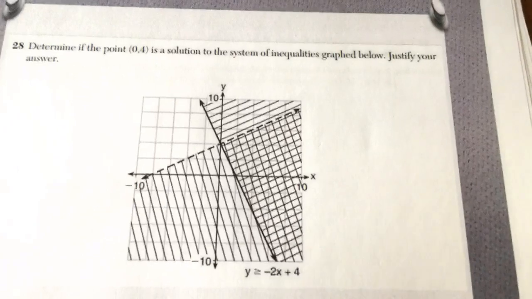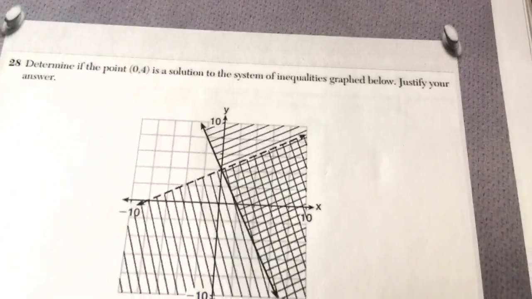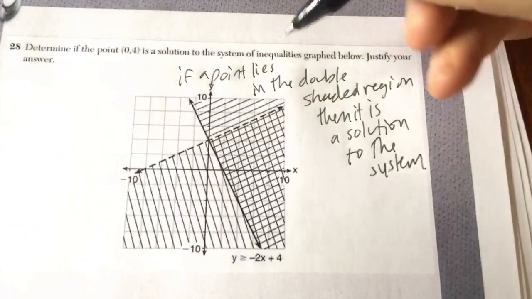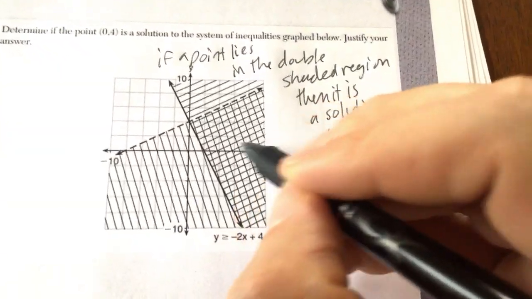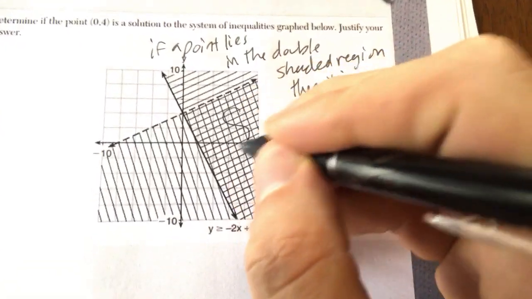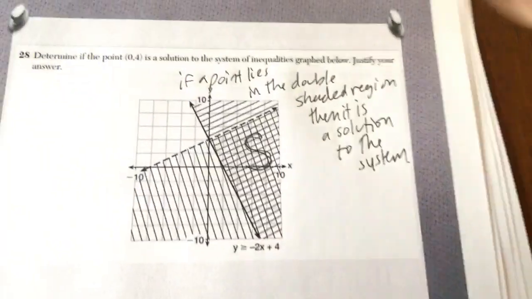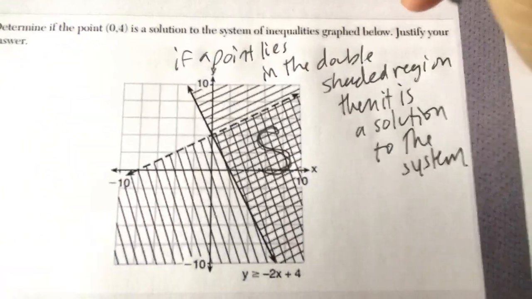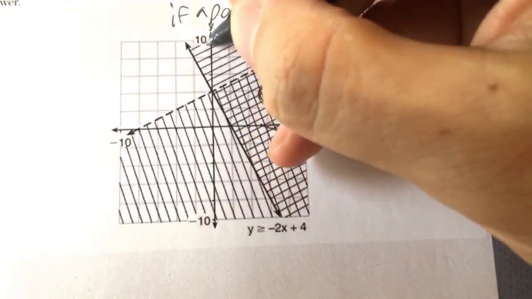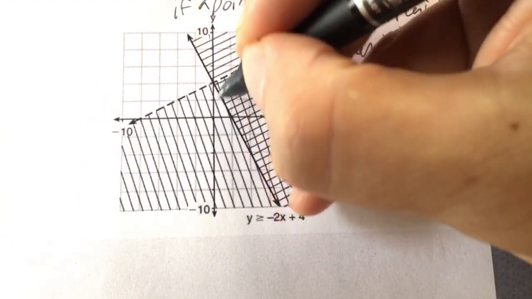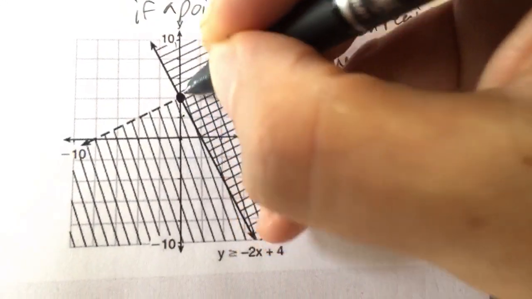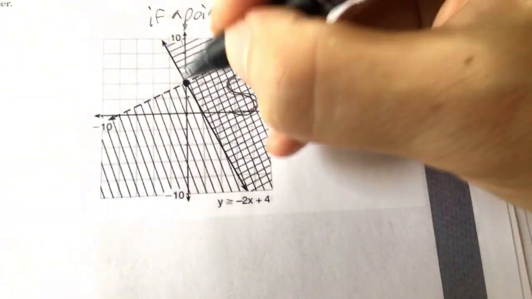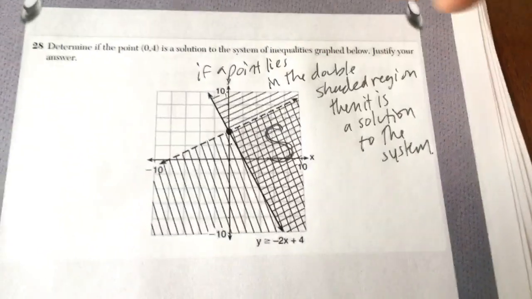Determine if the point (0, 4) is a solution to the system of inequalities. If a point lies in a double shaded region, then it is a solution to the system. You see how this region over here looks like a checkered board? We're going to say that this is my solution set. Well, I want to know is the point (0, 4). Well, here's a clincher, folks. You see how this is scaled by 2's? (0, 4) is actually right here. Even though I'm only up 2 points, (0, 4) is actually where they intersect.